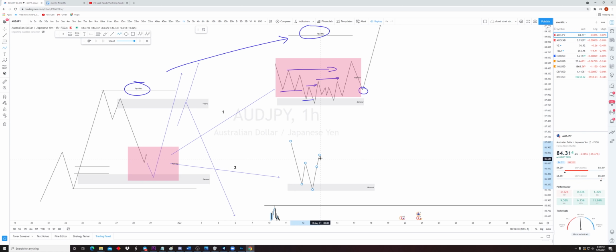Now, if this happens, okay, and price begins to come down and then begins to form something like this and break structure, now this again is becoming valid for buys. However, this becomes valid for buys.